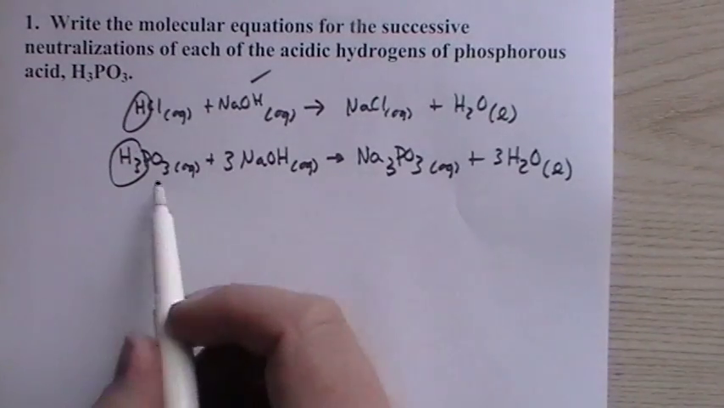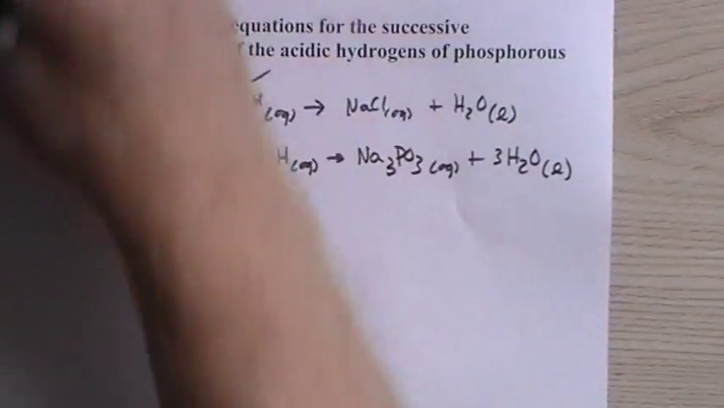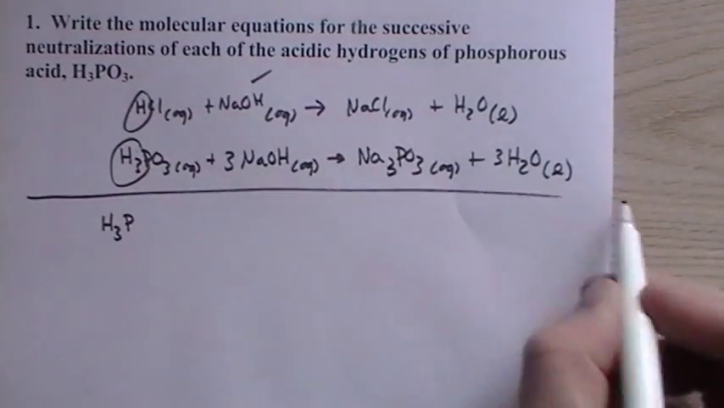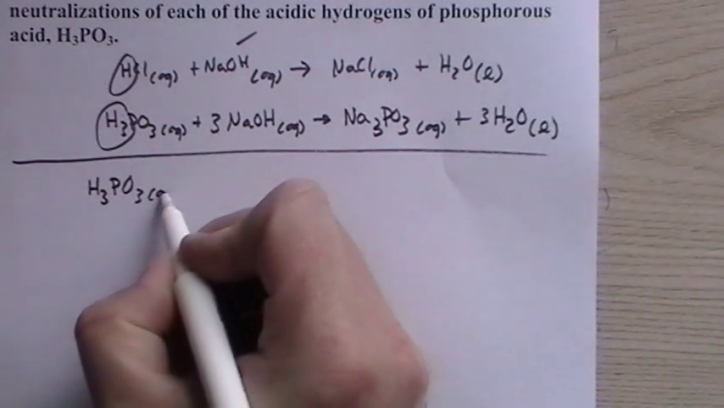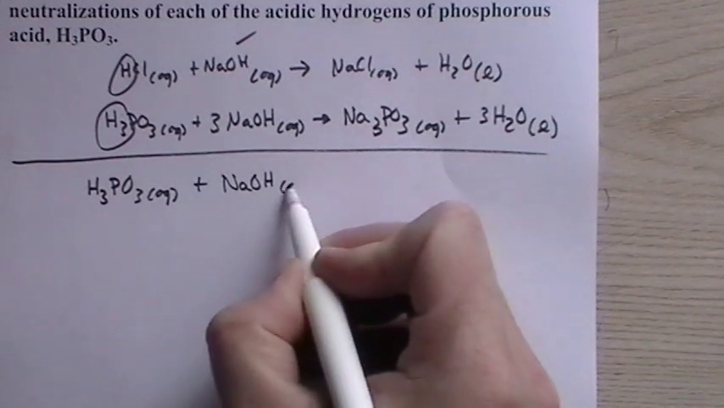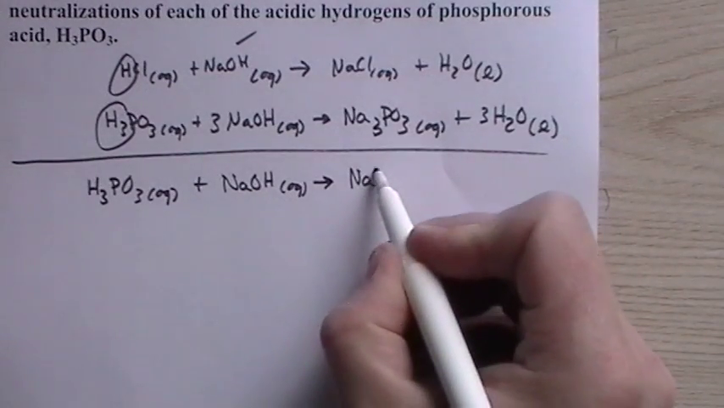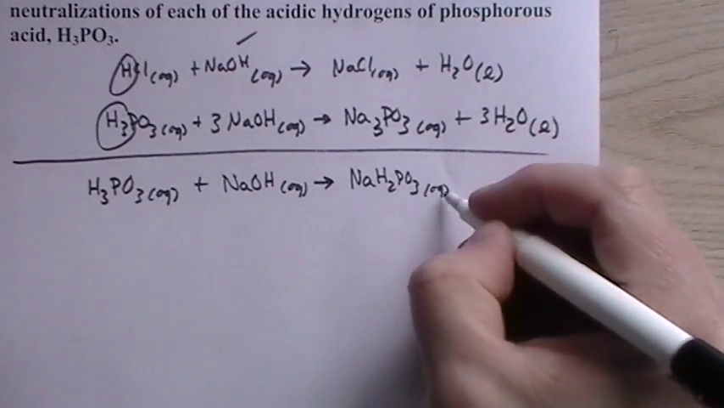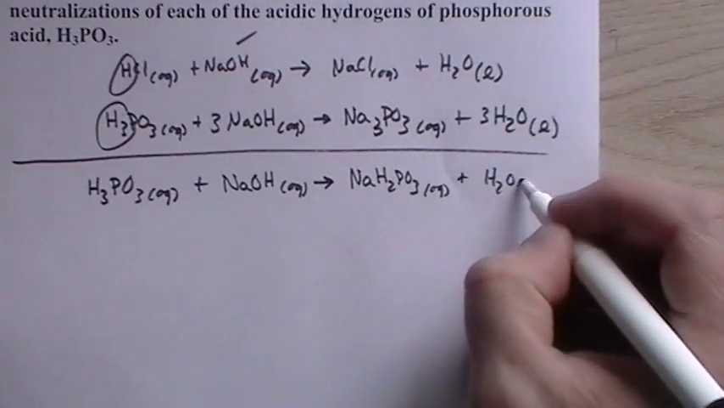Now, we can do it all in one go, but they're asking us to do it in successive neutralizations. So we can do it in 3 steps rather than all 3 at the same time. If we have 1 sodium hydroxide, one of the H pluses will come off. We'll have sodium dihydrogen phosphite now. Phosphorus acid changes to this salt, and then we have water.